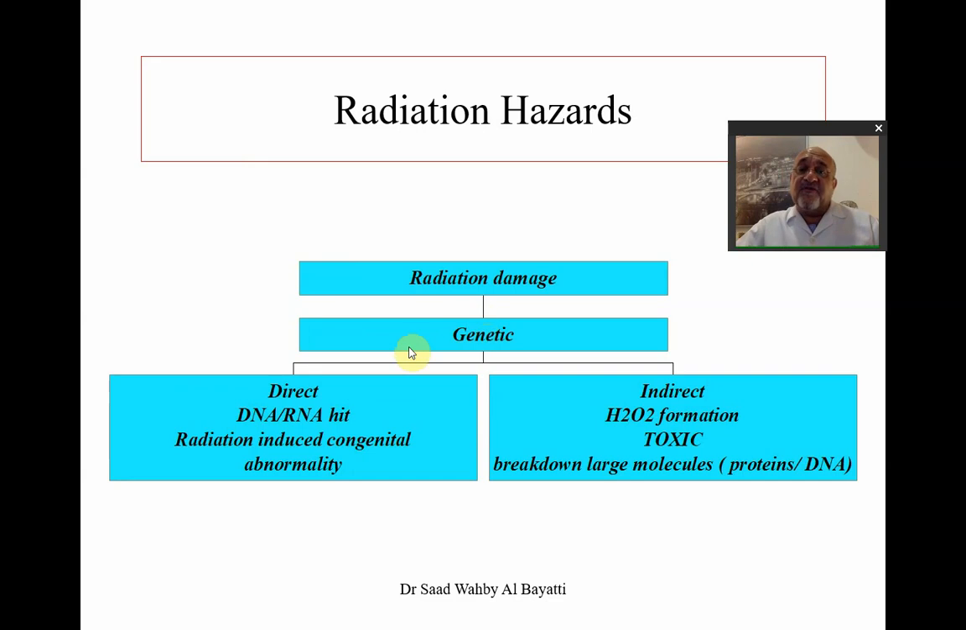The radiation damage, if it occurs in a genetic cell, then again it could either be direct, due to direct hit. This will lead to radiation-induced abnormality. Or if it is indirect, by toxic H2O2 formation, it will lead to breakdown of large molecules. However, the effects will not be seen on the individual, but they will be seen on the offspring.